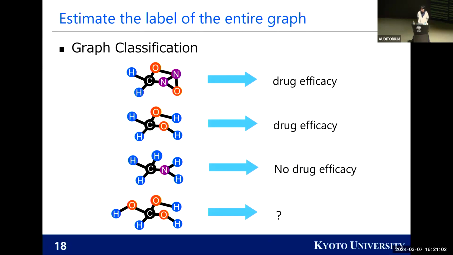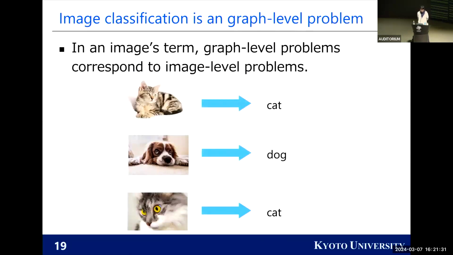We want to estimate the label of each graph, like in this example, where we want to predict the efficacy of chemical compounds. For example, we know that the top compound is effective, meaning drug effectivity, the second one is positive, and the third one is negative. And we want to estimate the label of the last example. This is an example of graph classification. As in the previous example, we can say that graph level problems correspond to image problems like image classification. We classify the entire image into one category.